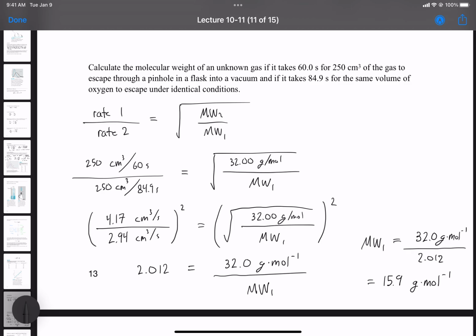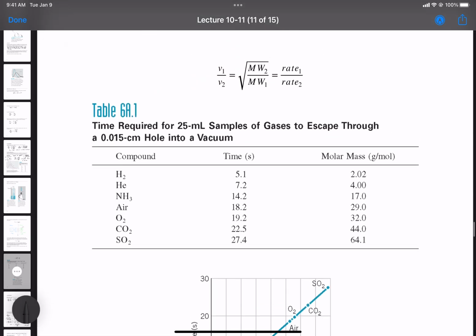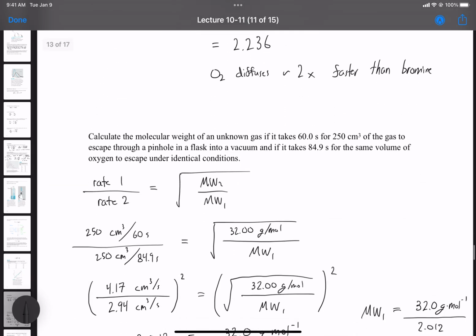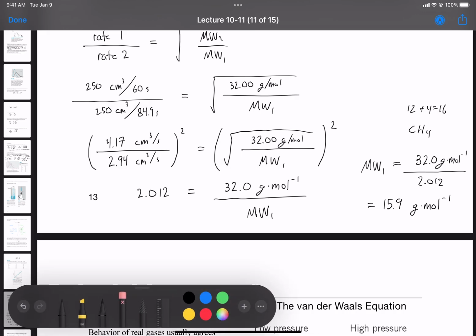I don't know what kind of gas that would be, but maybe that's not important. Does anything up here match? No. Maybe it's methane. Methane is CH4, and that's pretty close to methane, I would think. It might be CH4, because carbon's 12 plus 4 equals 16. That's pretty close to 16, and we can also be a little bit off because of our rounding here. So it's probably methane, CH4.